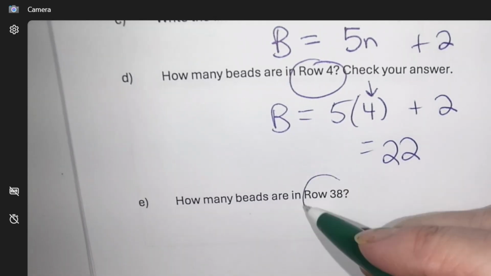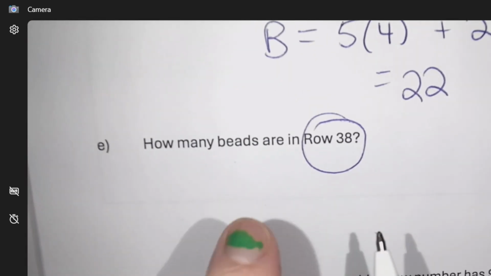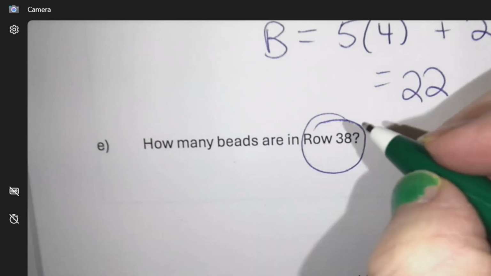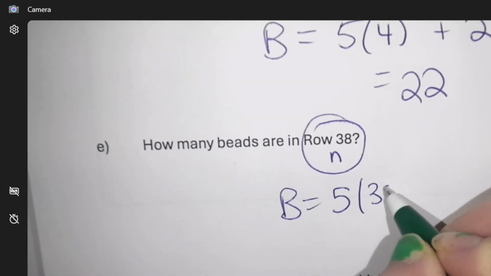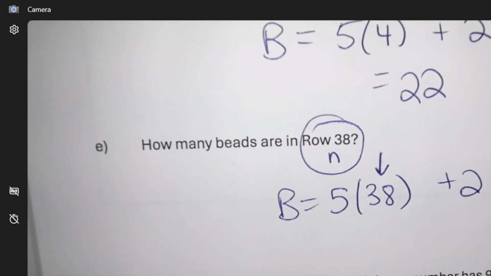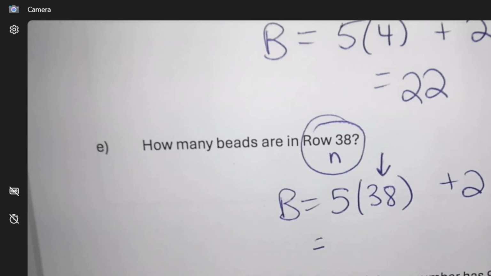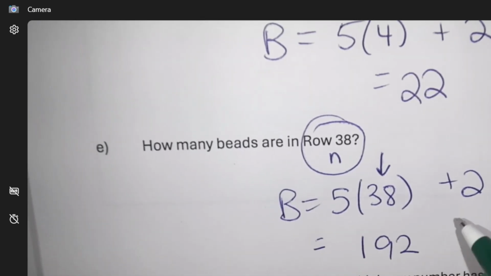How many beads are in row 38? So which letter should I be putting the 38 for, the B or the N? The N. So I replaced the 38 into the N position. Okay? 190, I'm pretty sure. Did you add 2 to that though? Yeah, 192.